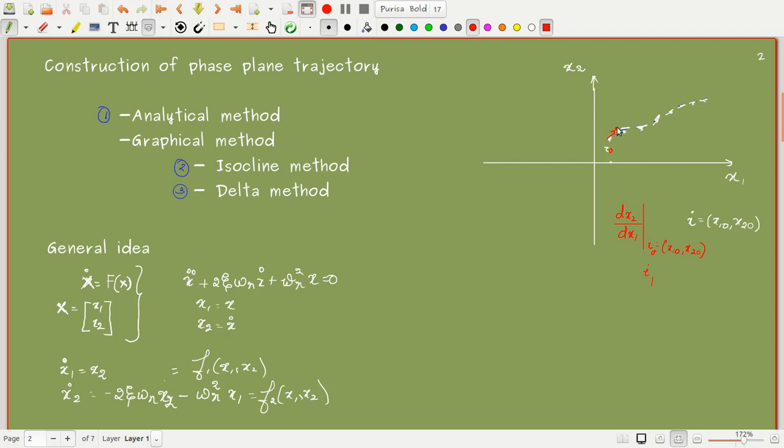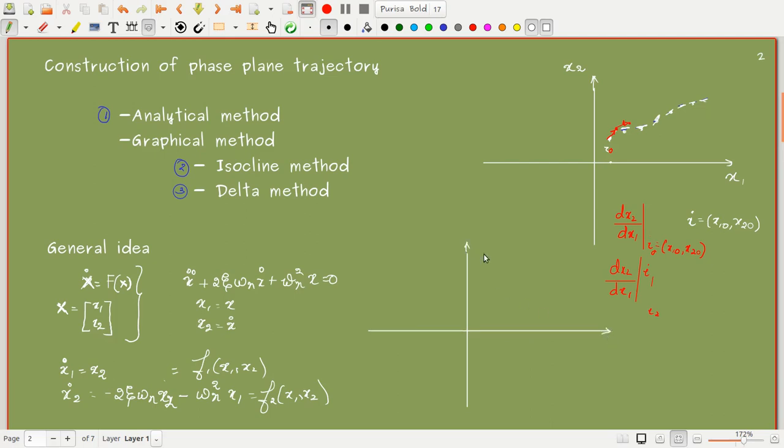From I1, I again find the slope as dx2 by dx1, and I move along the slope to another point I2. Like that, I can trace the whole path. This is how we trace the path for any function on any plane. Similarly, in the phase plane also, if you are given some equation, I can plot the trajectory for that equation if the slope at every point on the system is given.